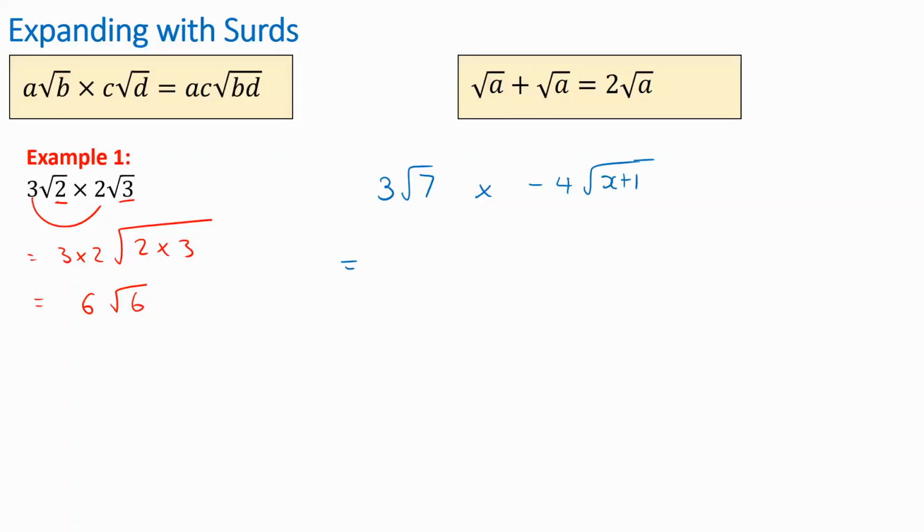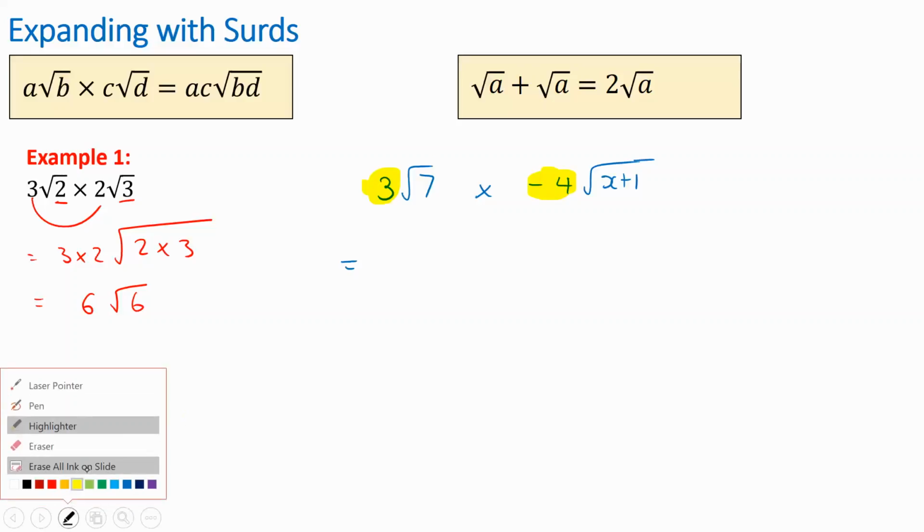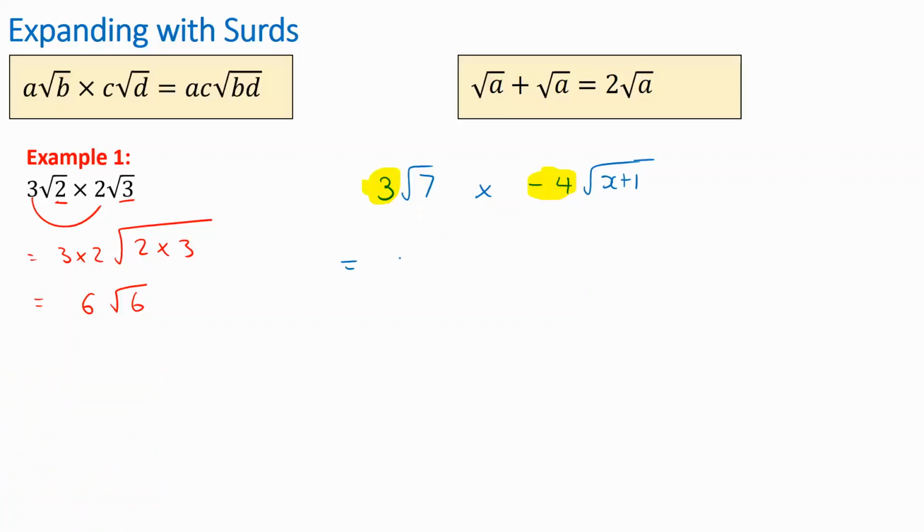What would you multiply for this example? What would you multiply? Yes, ma'am. 3 and negative 4, that's the first thing. Numbers with numbers, so I'm going to highlight it. You've got a 3 and a minus 4. See, that's not in the surd. So numbers with numbers: 3 times negative 4 is negative 12.